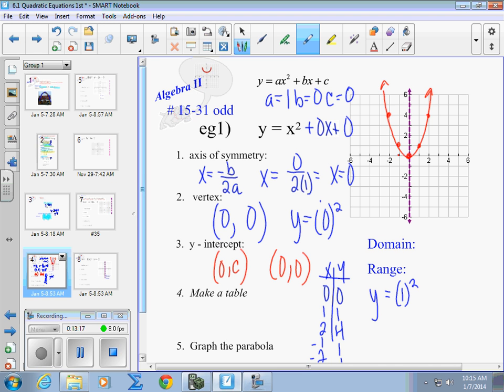Now we need to talk about the domain and range. The domain is made up of all the x values. So what's the domain? All real numbers. The range is made up of all the y values. Y such that y is greater than or equal to 0. The y value of the vertex will either be the maximum value or the minimum value of the curve.